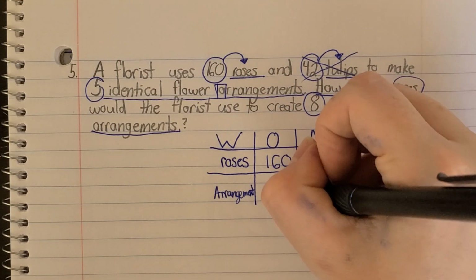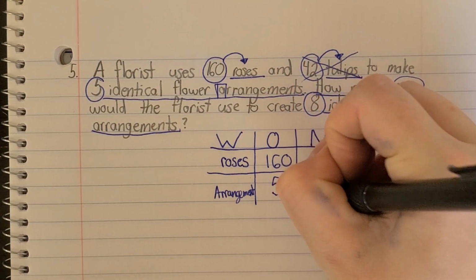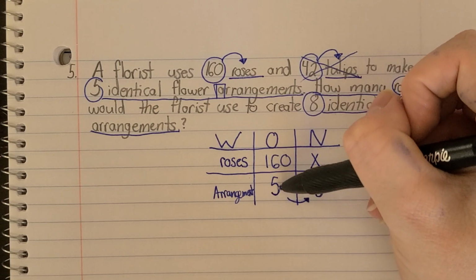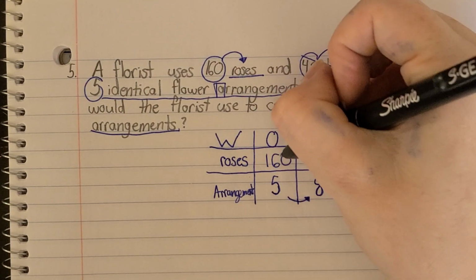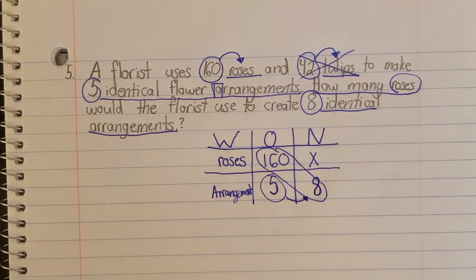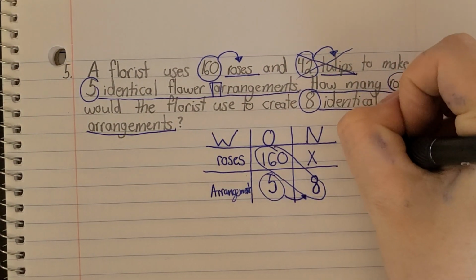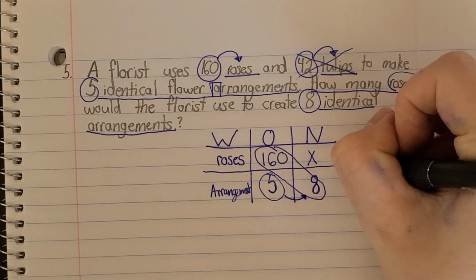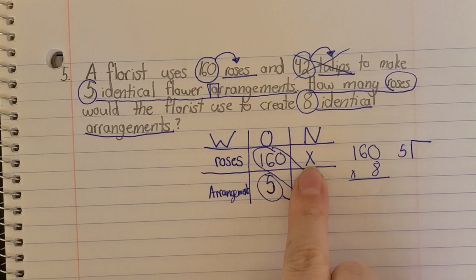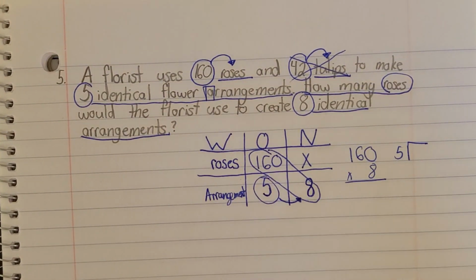Okay, using scale factor, I don't see a super easy number that we could use to make 5 into 8 evenly. So I'm going to use cross multiplication and division, meaning you need to go multiply the diagonal numbers and then divide by what was left to give you how many roses belong with those 8 arrangements.